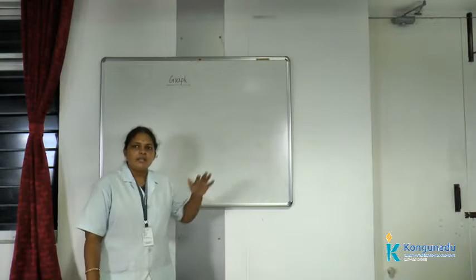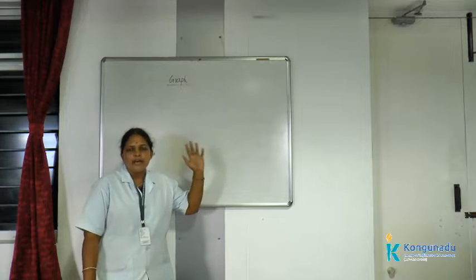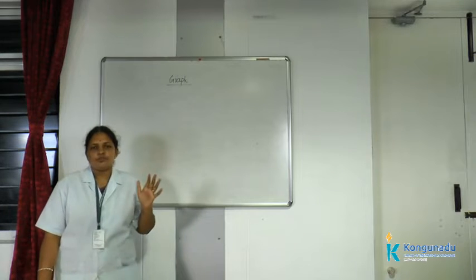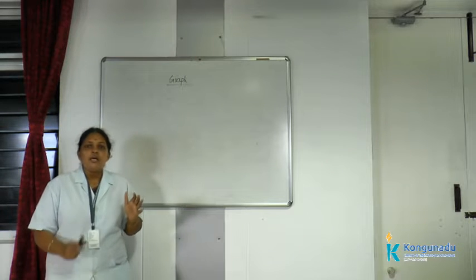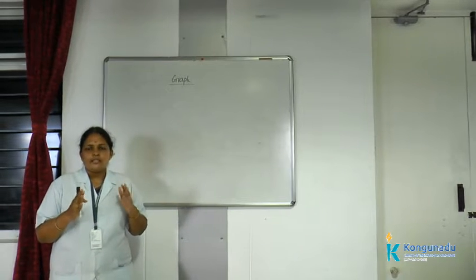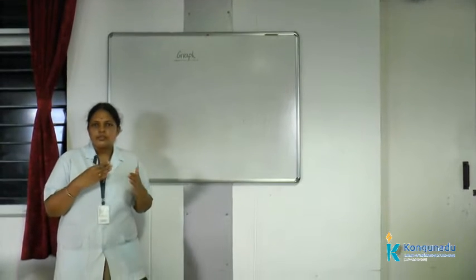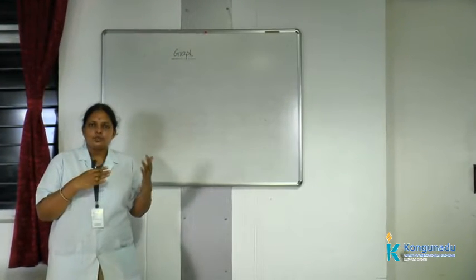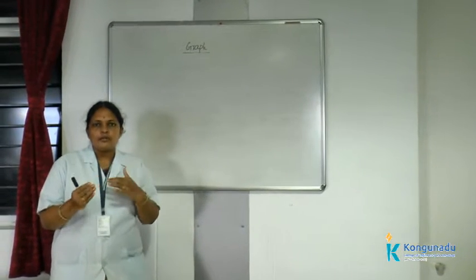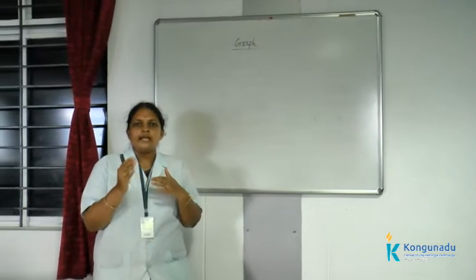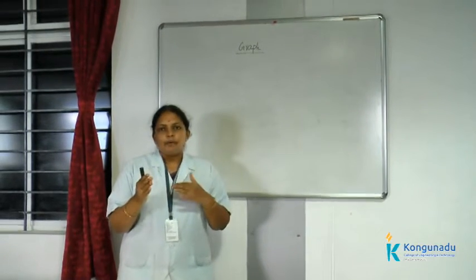Hi everyone. Taking the topic as graph. So graph is a non-linear data structure. First of all, what is data structure? It is a way of organizing the data. Organizing means we are storing the data and retrieving the data. Storing means we are entering the data into the system. Automatically the data will be stored in the form of a data structure.